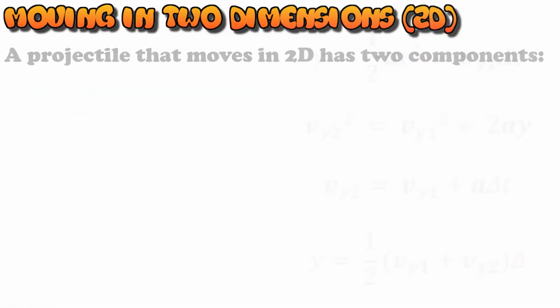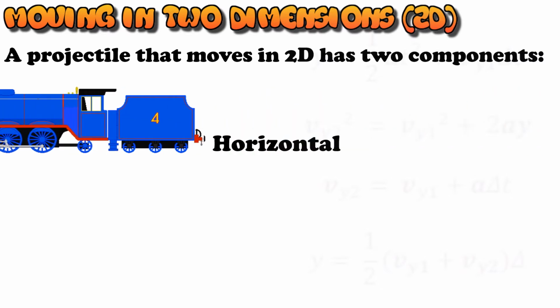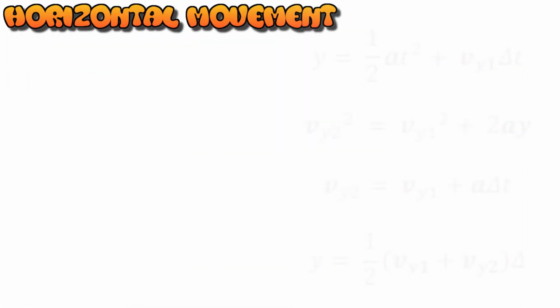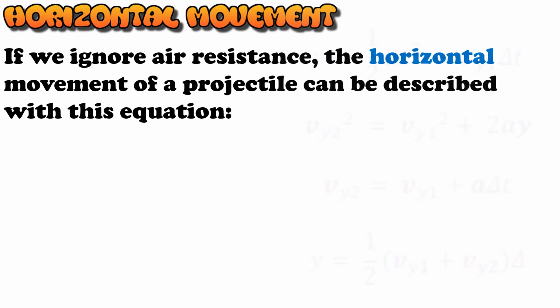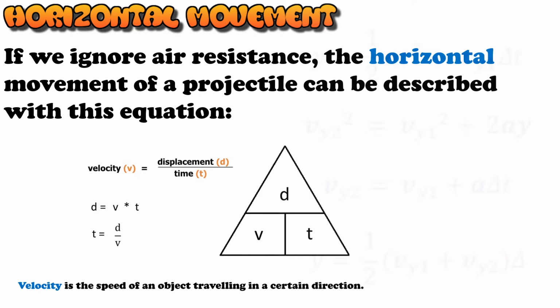An object thrown at an angle is a projectile. Moving in 2 dimensions. A projectile that moves in 2 dimensions has 2 components, horizontal and vertical. Horizontal movement. If we ignore air resistance, the horizontal movement of a projectile can be described with this equation. Velocity equals displacement over time. Velocity is the speed of an object traveling in a certain direction.